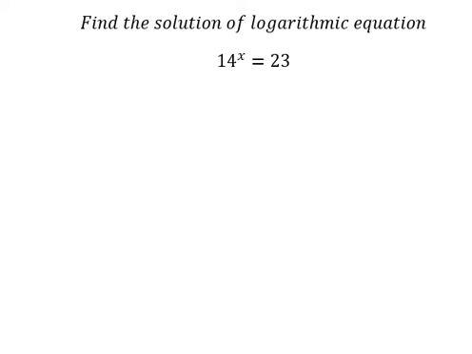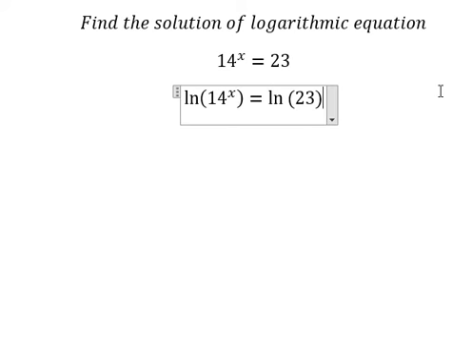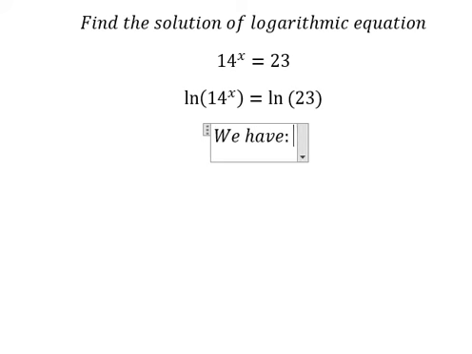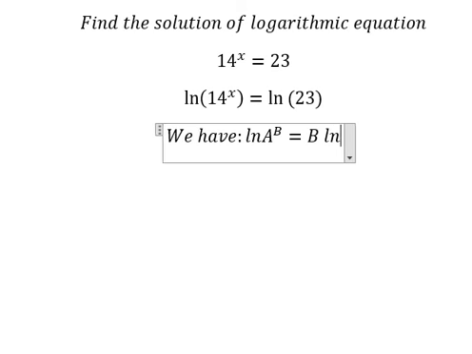The first thing we need to do is put Ln on both sides. This one is about the natural log. Next, we have the formula in here: Ln 8 to the power of b equals b Ln 8.